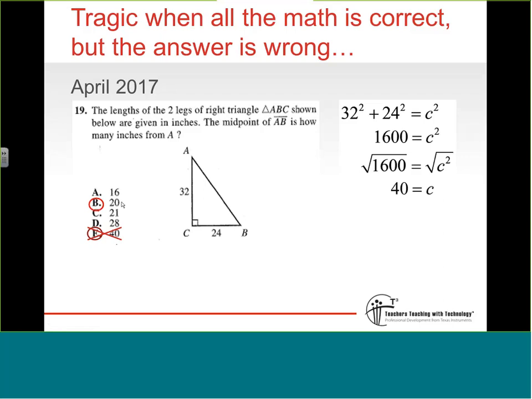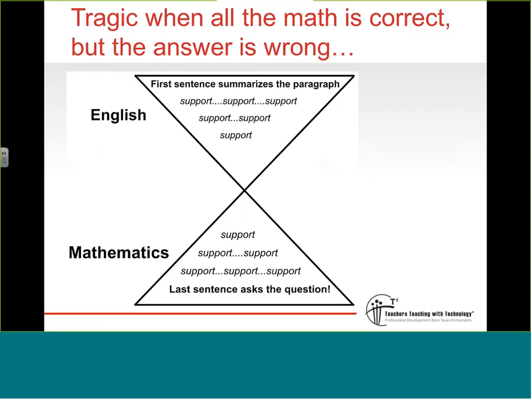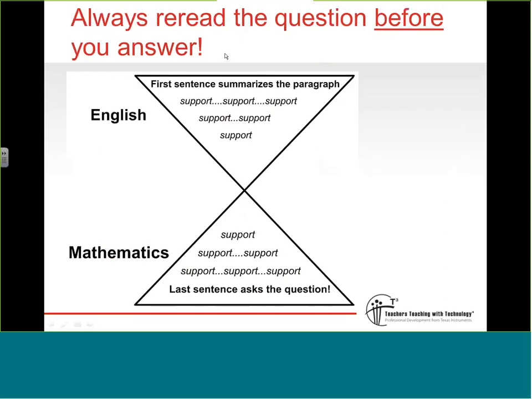So there's a fix for this strategy, and the fix is really this: always reread the question before you answer it. And I don't know why this helped, but this inverted pyramid really helped me understand it. I think it helps my students. So in English class, or when you're reading a book, the first sentence of every paragraph kind of summarizes the paragraph, and then you have a bunch of supporting sentences that support that.